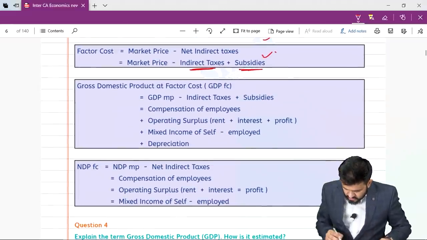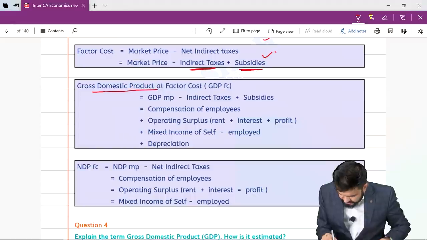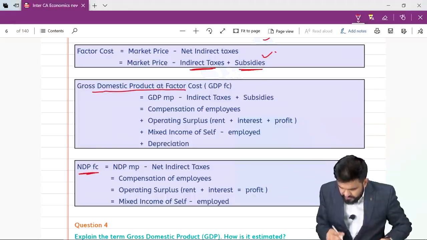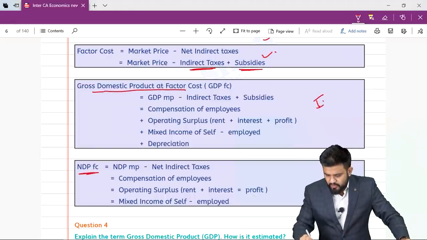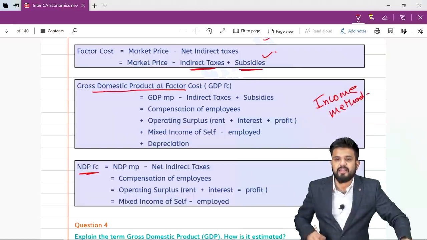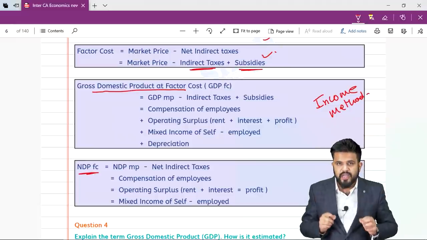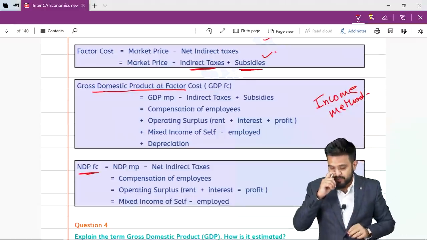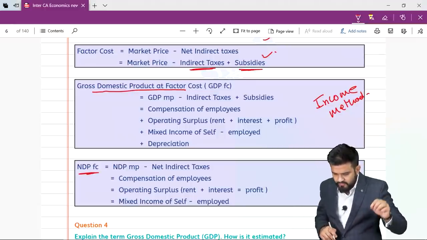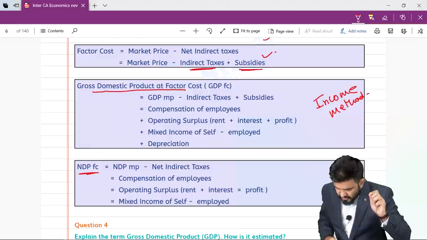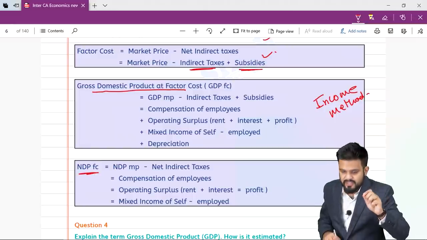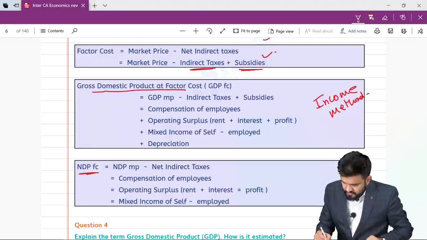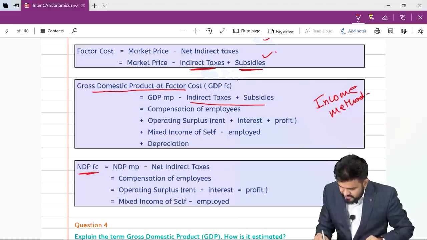Now students, these are two formulas, GDP at factor cost, NDP at factor cost. This is related to the income method. Which method? Income method. So I had already told you there are three methods for calculating national income: product method, income method and expenditure method. Now let us look at the income method formula. First is GDP MP minus indirect tax plus subsidy. That's fine. So the moment you do minus IT plus S, you get what?